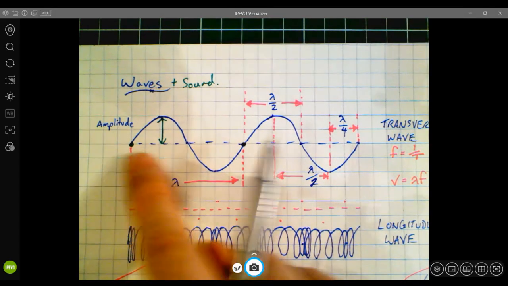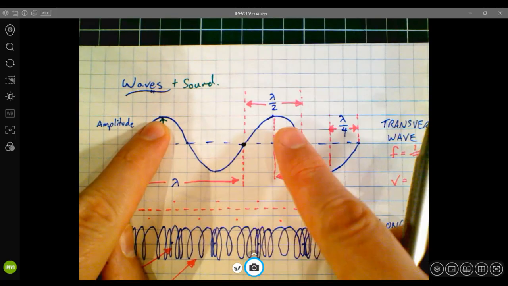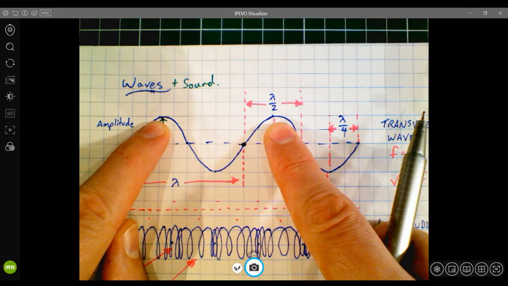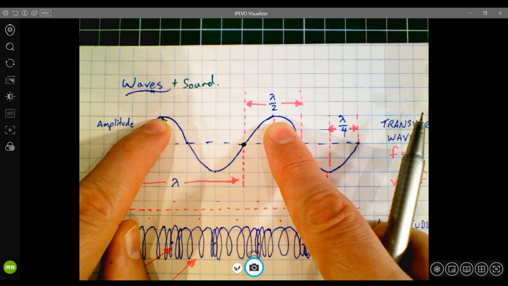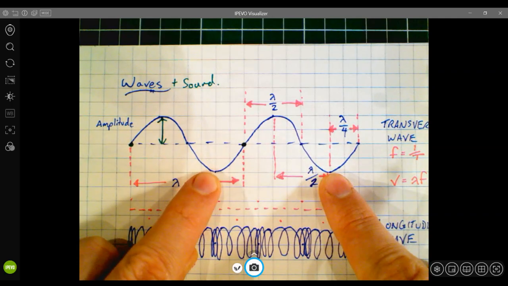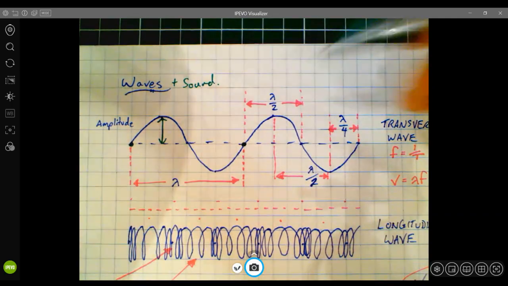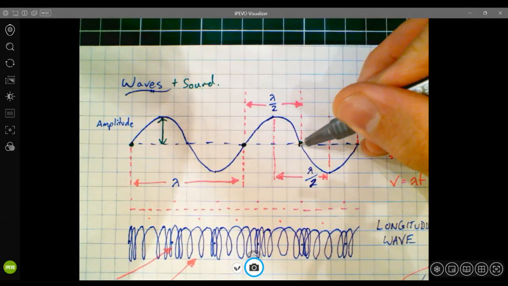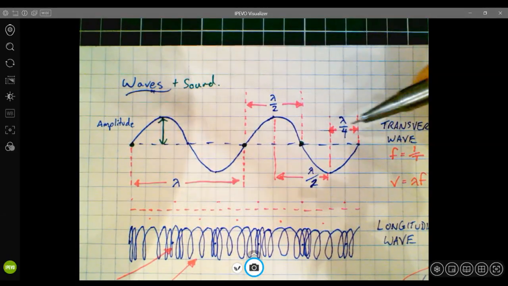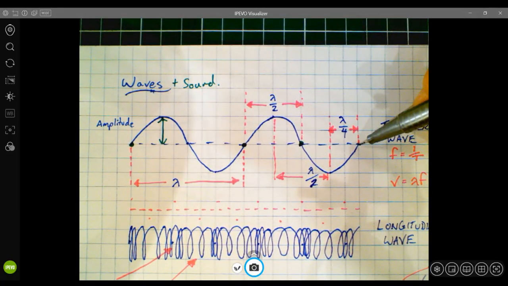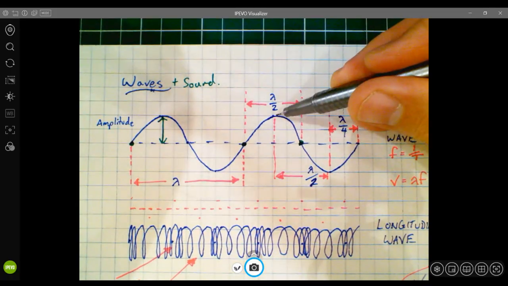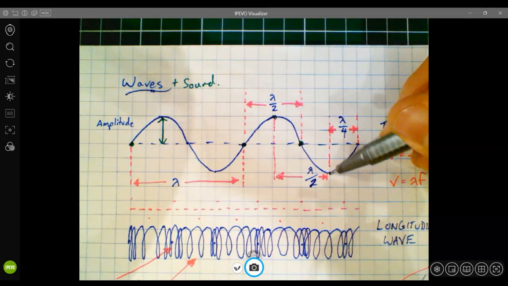So we could talk about this as being a wave, but we could also talk about the distance between two peaks being a wavelength, or the distance between two troughs being a wavelength. In terms of half wavelengths, we could talk about the length from side to side of a peak, or the length from side to side of a trough, or we could even talk about the distance between a peak and a trough.